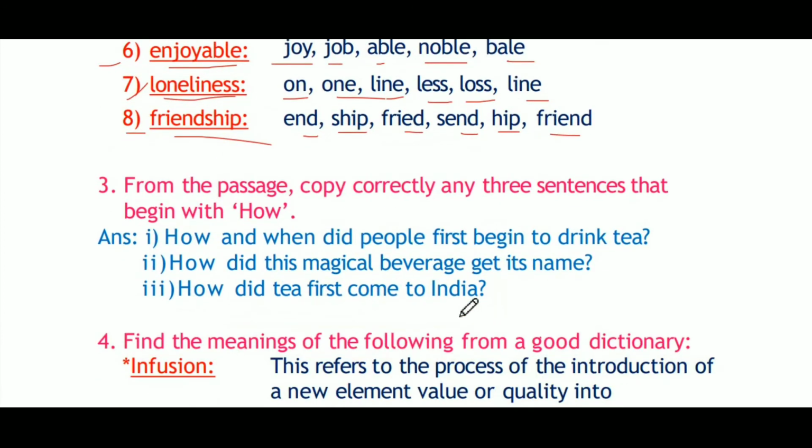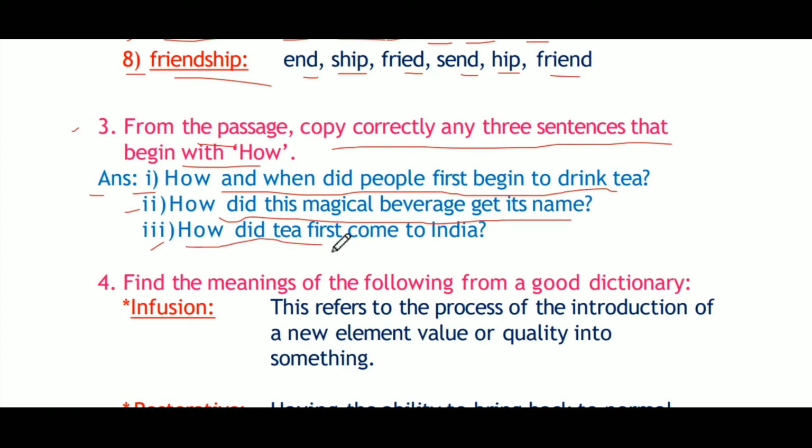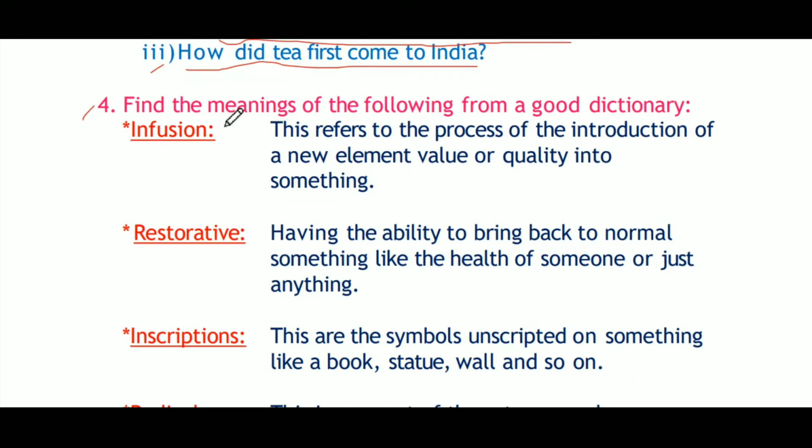Now question number 3. From the passage, copy correctly any 3 sentences that begin with how. Answer: First, how and when did people first begin to drink tea? Second, how did this magical beverage get its name? And third, how did tea first come to India? Now question number 4. Find the meanings of the following from a good dictionary.